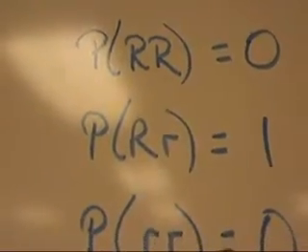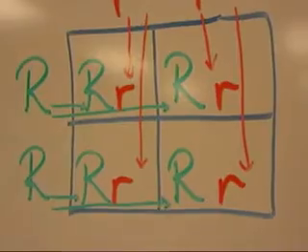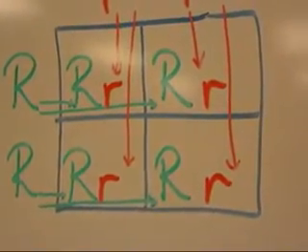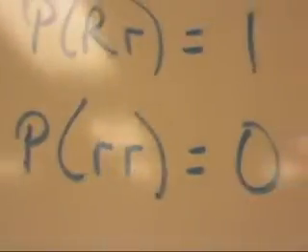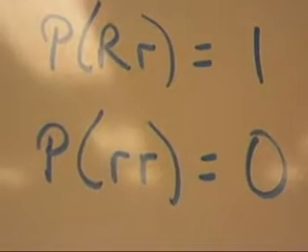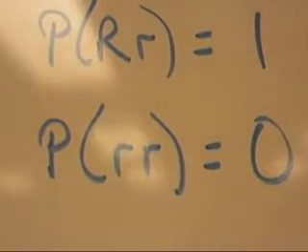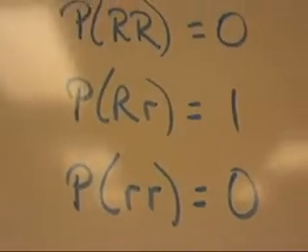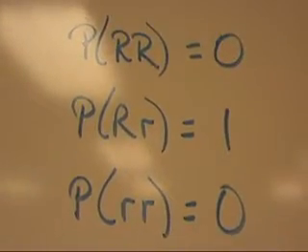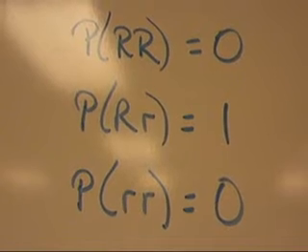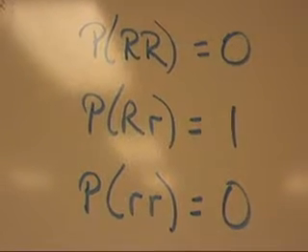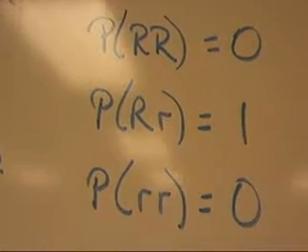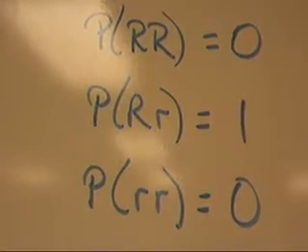How many capital R, little r results were there? Oh, all 4 out of 4. 4 out of 4 is a probability of 1. And were there any lowercase r's resulting? No, there were not. So the probability was 0. So again, for genotypes, there will always be 3 probabilities you can look for. 2 capital, 2 lowercase, 1 of each.